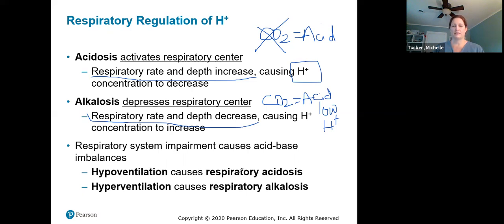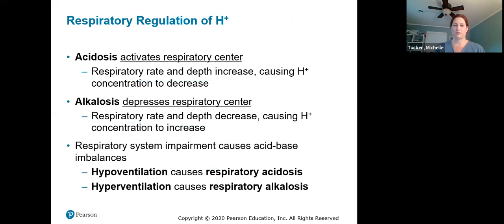Hypoventilation causes respiratory acidosis. When we're not removing enough CO2, so we don't breathe enough, CO2 builds up, resulting in acidosis. When we hyperventilate, so we're breathing too much, we are exhaling all of our CO2, which acts as an acid, and that will cause alkalosis. We'll talk more about acidosis and alkalosis when we get to metabolic disorders.